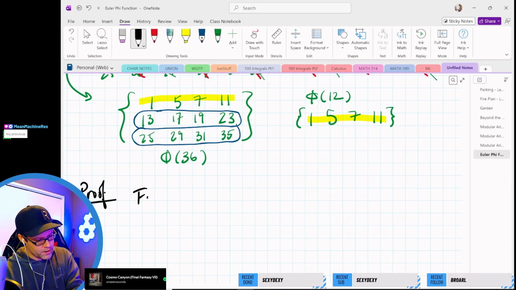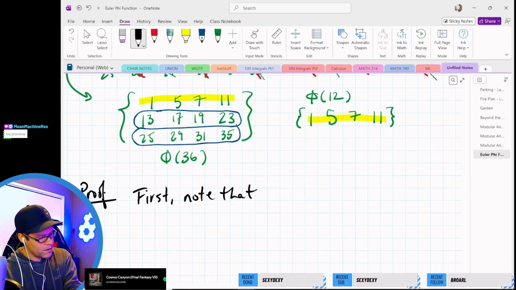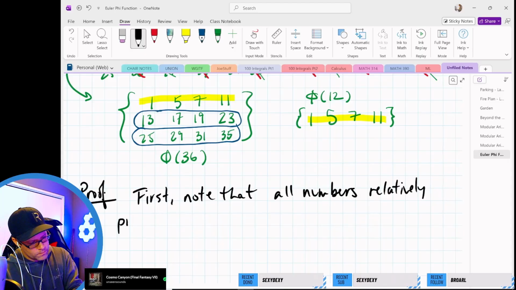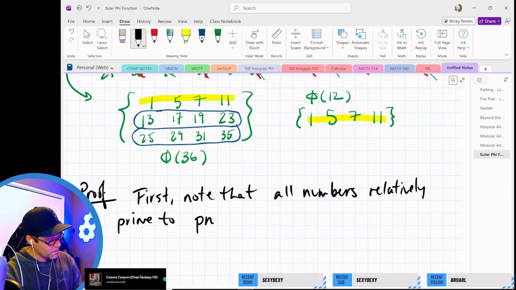Okay, so the first thing we're going to do is note that all numbers that are relatively prime to our starting number are also going to be relatively prime to n.